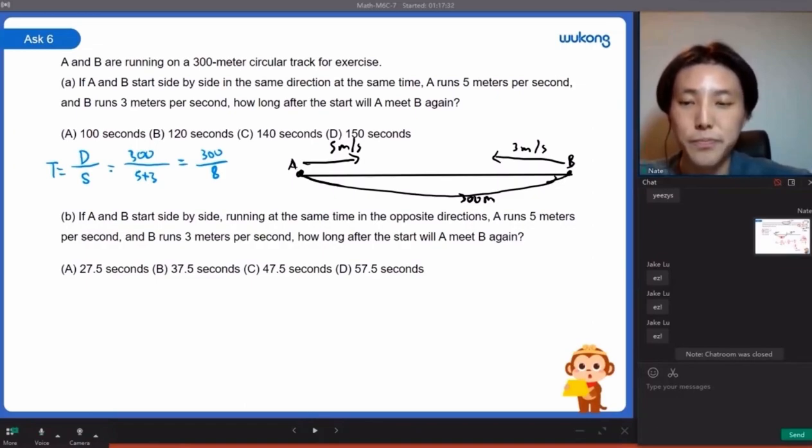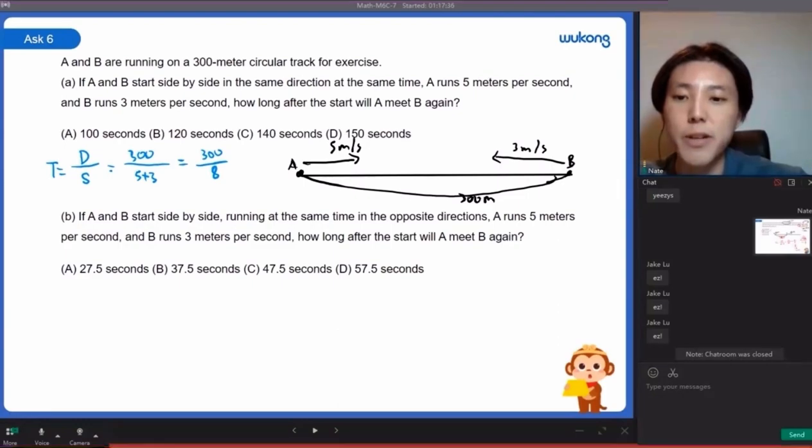Oh, did I make a calculation error somewhere? Oh no, what am I doing? Gosh, it should be the other way around.